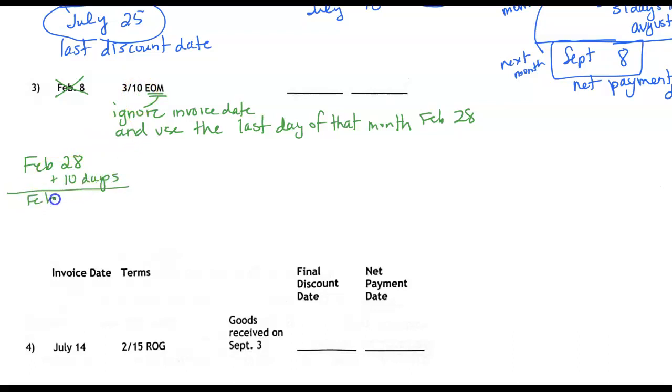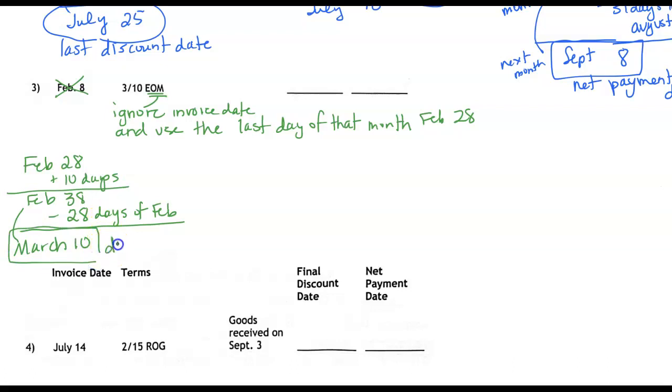And we get February 38th. That doesn't exist. So I'm going to go ahead and subtract the 28 days of February. And the next month would be March, and that gives me 10 days into the next month, March. That's our last discount date.